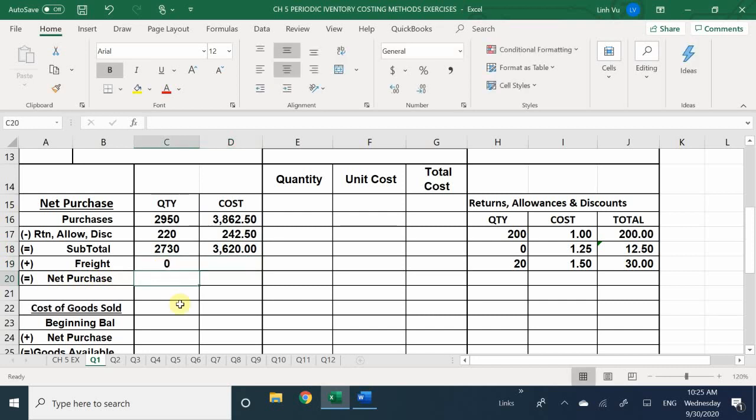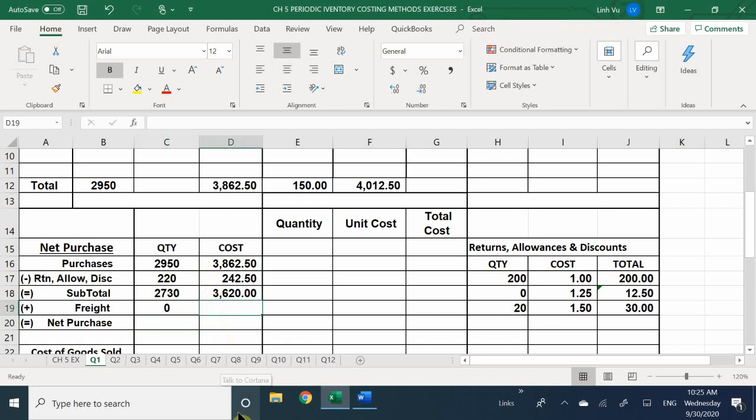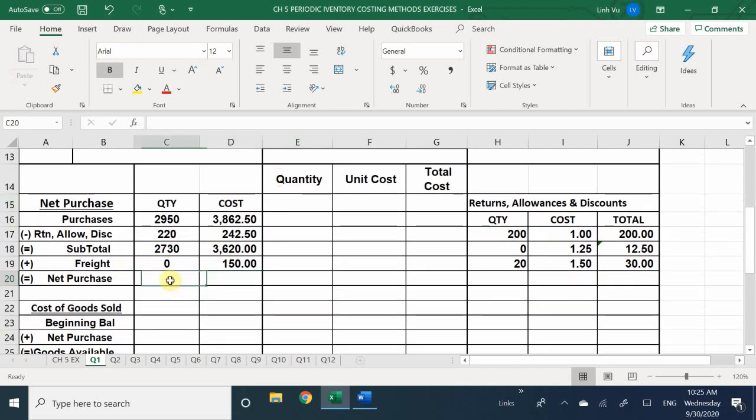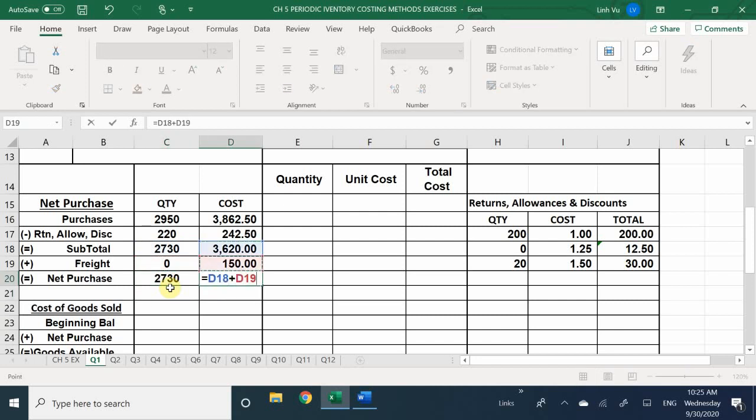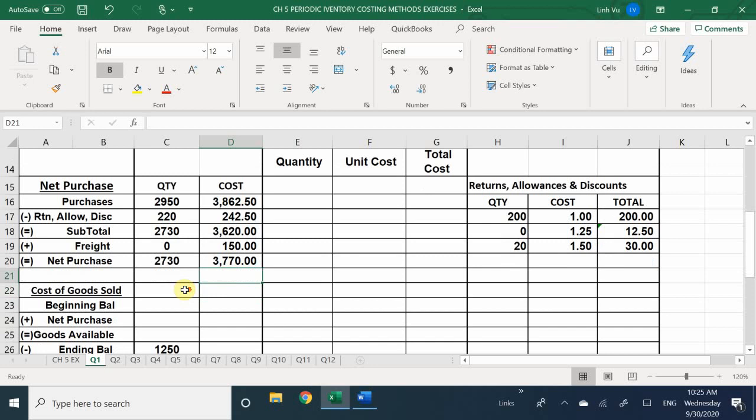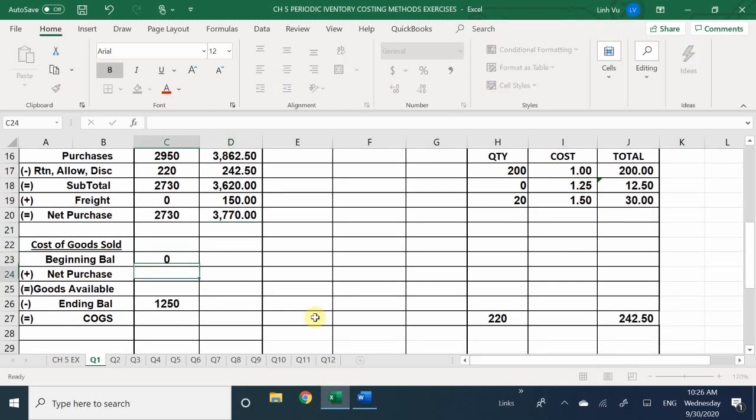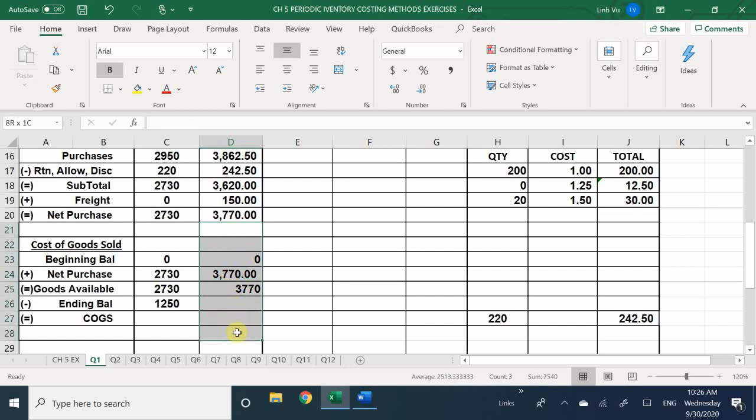Okay? Of course, freight gives us no value in quantity, but it does increase the total amount of our total cost. So here, we're going to sum up our total net purchases or add them up. So here, we're going to take our $3,620 plus our $150 to give us a grand total of $3,770. Okay? So good. In this case, we are starting brand new, so we don't have beginning inventory. So we're going to go ahead and copy and bring these down here, giving us this total here, right, that when we start and we're going to end, it's going to reflect this amount here.